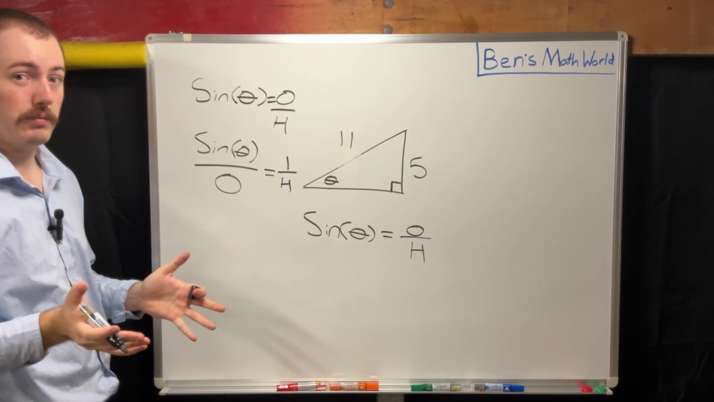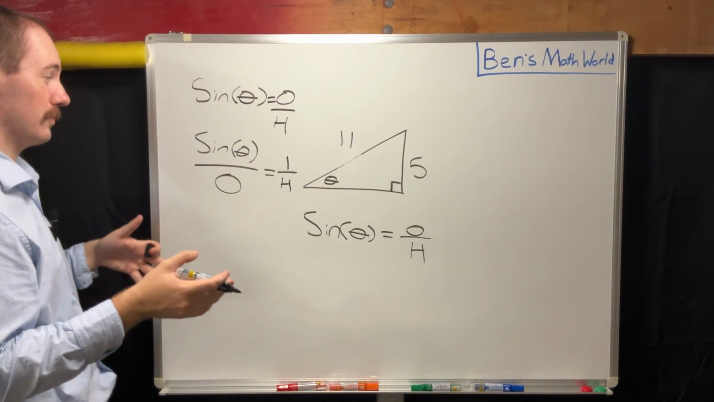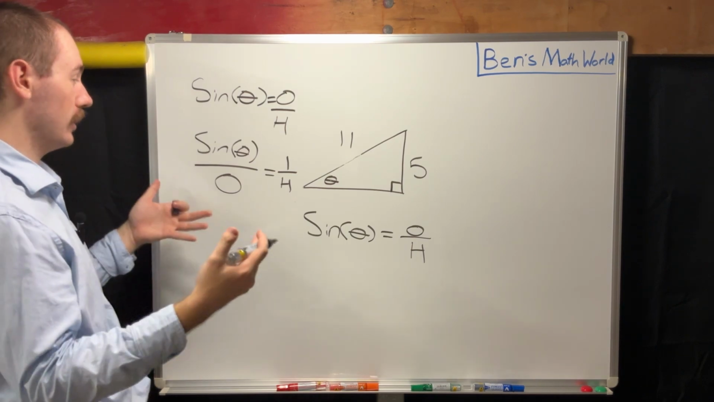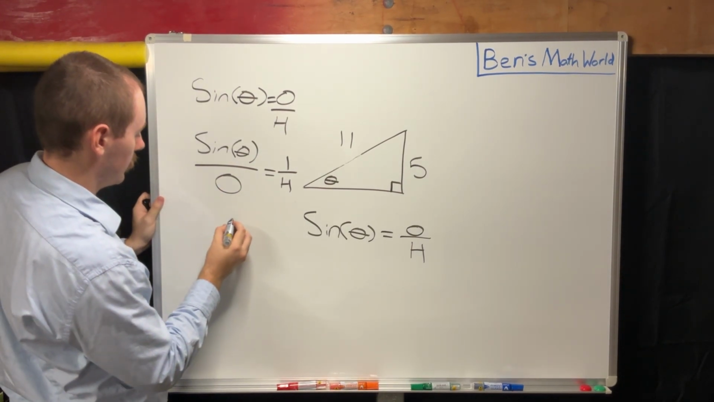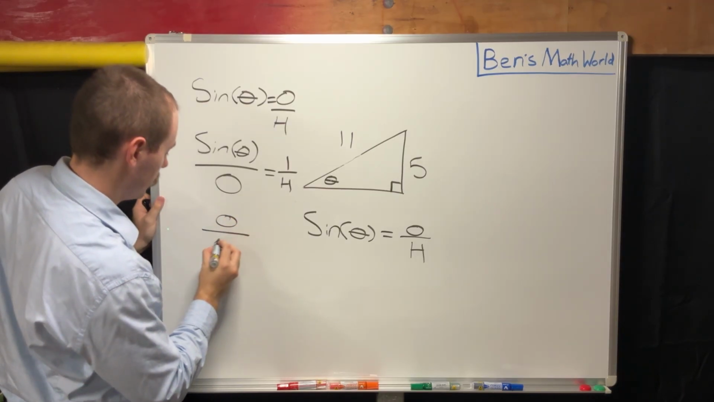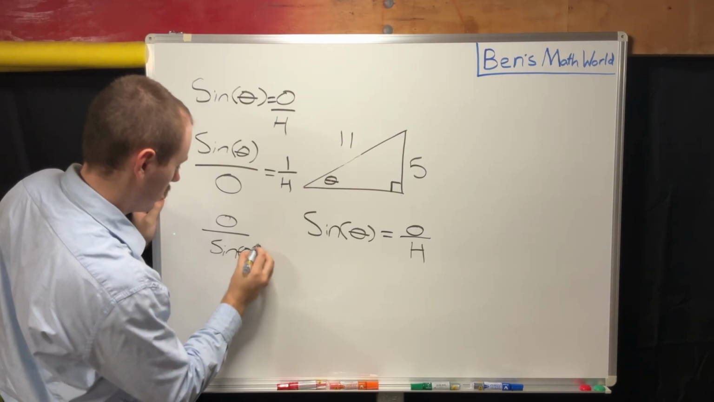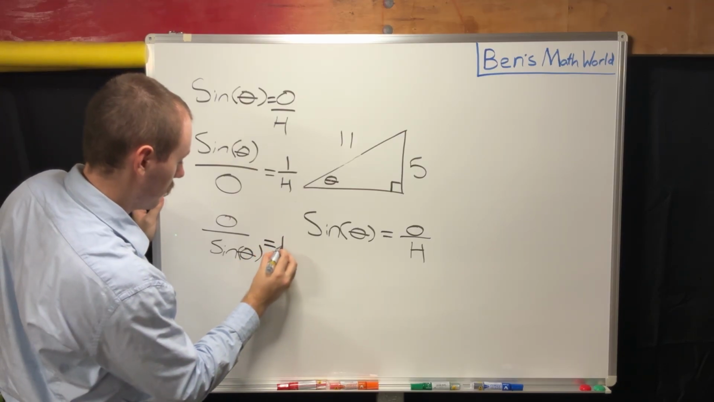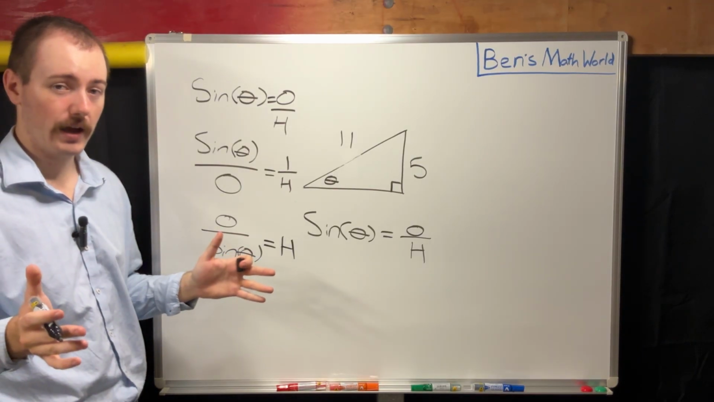And that equals now 1 over hypotenuse. But that's not hypotenuse, is it? So we've got to take one more step, and we're going to inverse everything. So basically, we're going to flip the division. Okay? So what that's going to look like is opposite over sine theta is equal to hypotenuse. So now that is how we work out the hypotenuse.